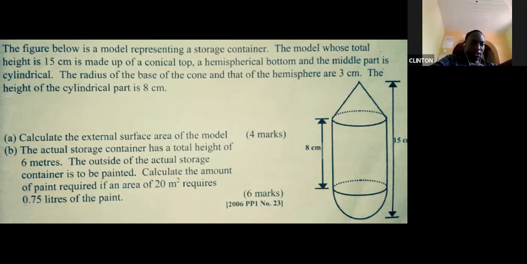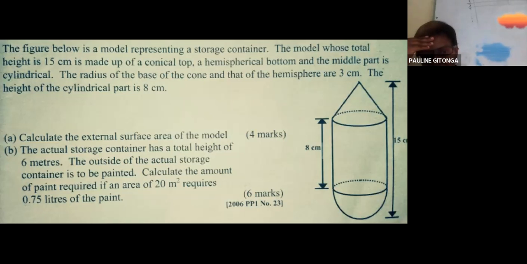When you want to get the paint that was used, you will say that if 20 meters squared uses 0.75 liters, what about the area of the actual storage tank? Then when you divide, you get 4. You'll get the answer as 1.5270 liters. Very good. That is the answer.